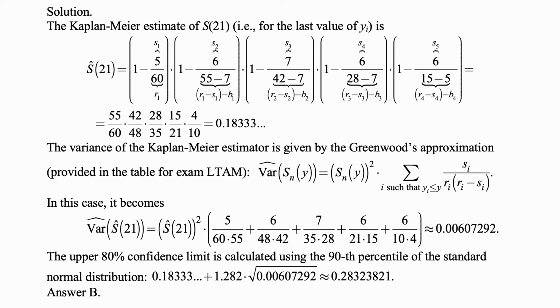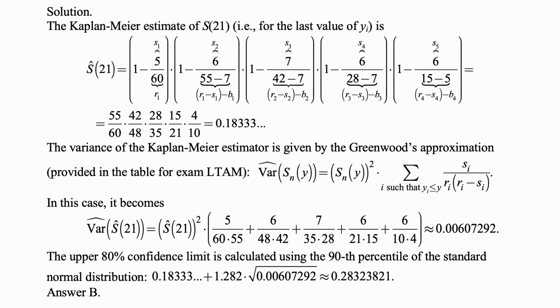The variance of the Kaplan-Meier estimator is given by the Greenwood's approximation, and the Greenwood's approximation formula is provided in the table for exam LTAM. You can find that table at smartyurl.it/SULT. SULT stands for Standard Ultimate Life Table. And this is equal to Sn of y squared times the sum over i such that yi is less than or equal to y of Si divided by Ri times Ri minus Si.